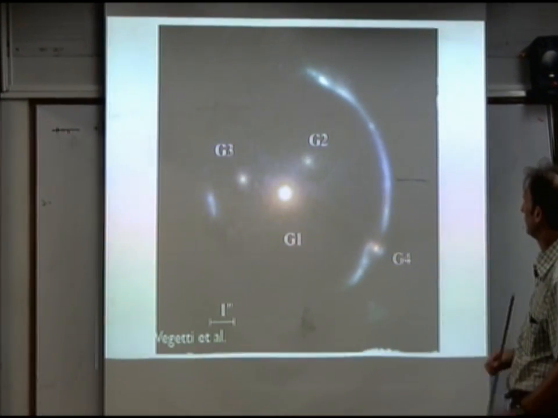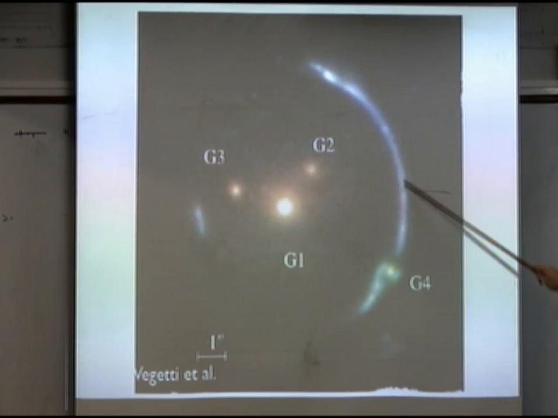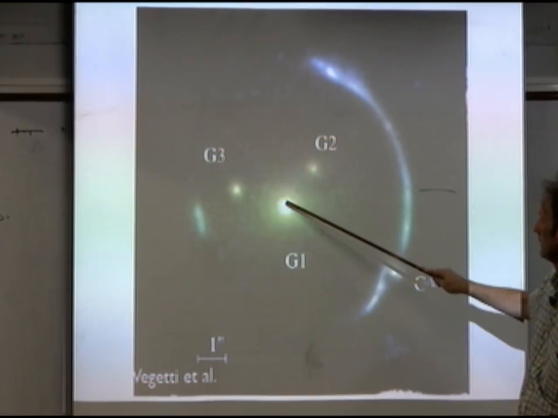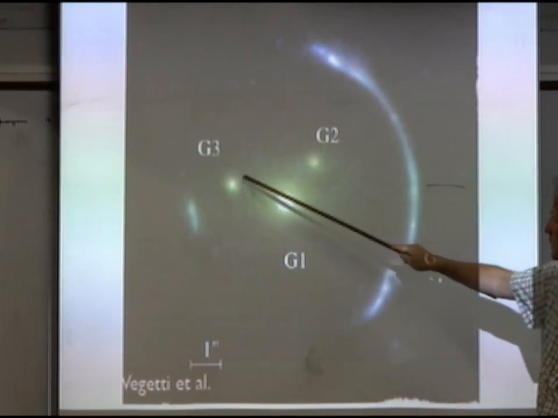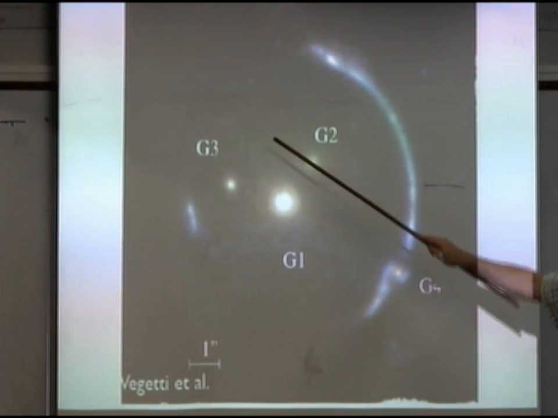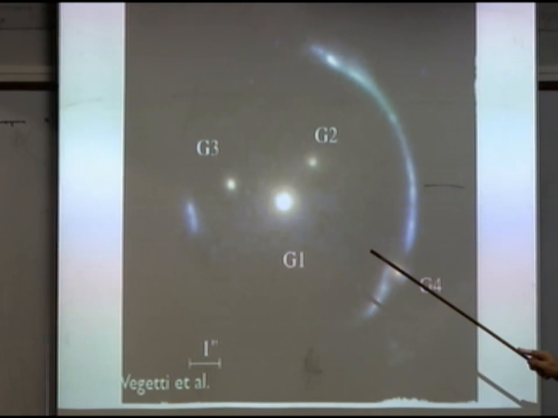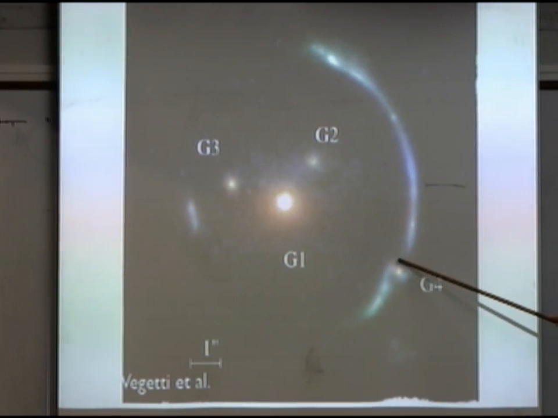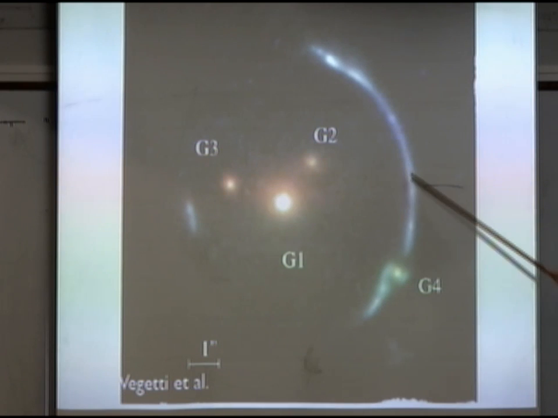And here's another beautiful example. This is again a case where you have a very long arc of a galaxy. Here's the counter image. You see the lens very clearly in the middle. There's a few extra blobs here. But this galaxy G4, so G1, G2, G3, and G4 are all galaxies in the lens. This lens is a group with one massive galaxy and a few satellites. And this galaxy G4 happens to sit right in front of the image of this giant arc.